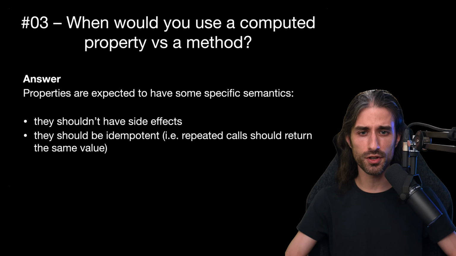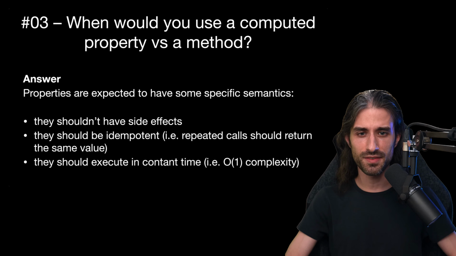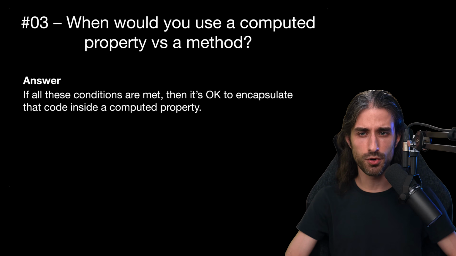So for instance, a property shouldn't be used to implement a random value because getting a random value is definitely not idempotent. The entire idea is to get a different value every time. And finally, properties should execute in constant time. So in terms of time complexity, they should be big O of 1, meaning that if, for instance, you call a computed property on a collection, the time the property will take to execute should not depend on the size of the collection. If all these properties are met, then it's absolutely okay to encapsulate our code to produce a value using a computed property.